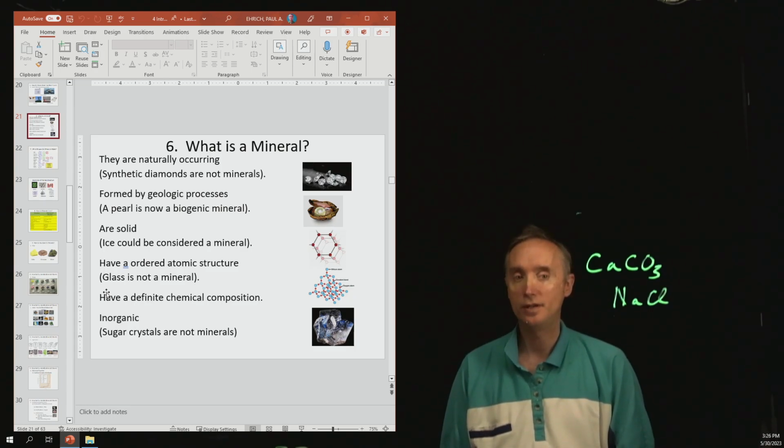Also, they have to be inorganic. So sugar crystals kind of look like a mineral, but they are organically made, and so they are not considered to be a mineral.